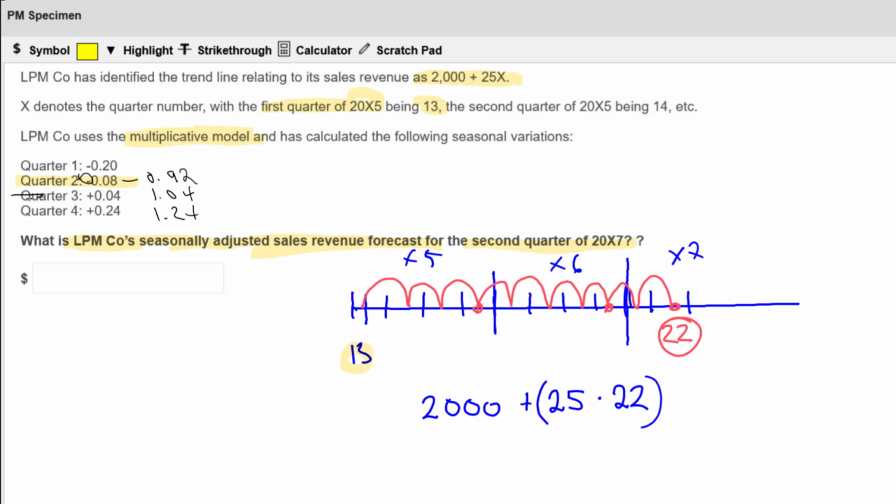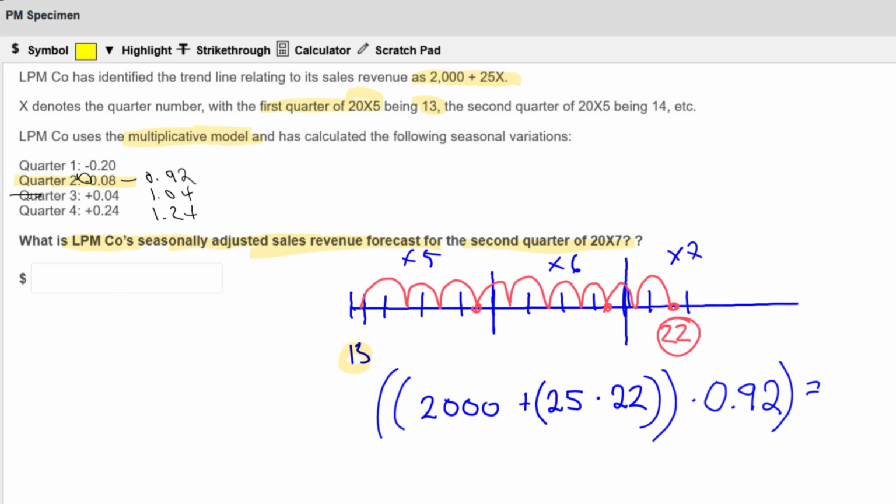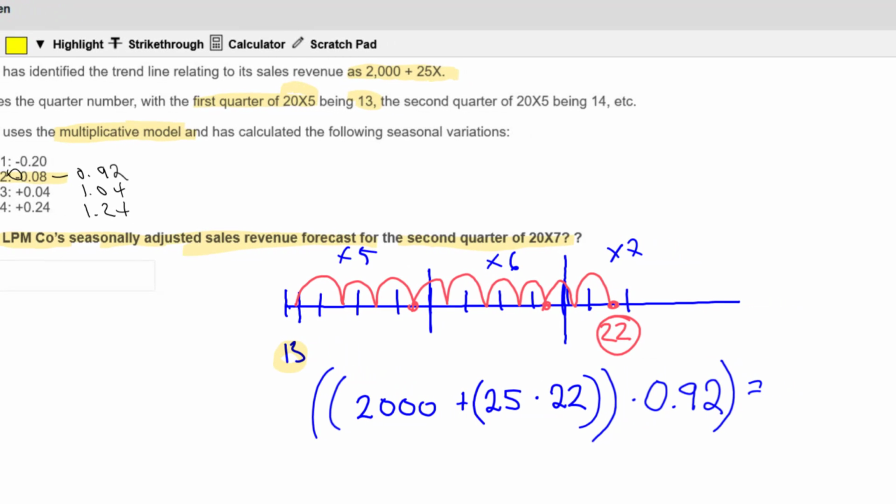We take off the 0.08. So now I just multiply everything here by 0.92. I put those numbers into my calculator, and we get 2,346. Guys, the answer, plug it right into your multiple choice box. Don't use a comma. Don't use any decimal places.